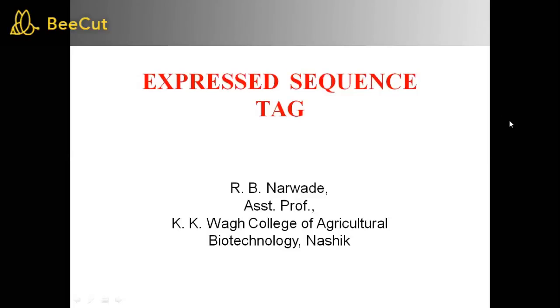So today's topic is expressed sequence tag. Gene expression is the process in which the information of a gene is used to produce a product. That means that information is used for the synthesis of a protein. So next we can say how this particular gene is turned on, and where that gene will be turned on to carry out the function. That is known as gene expression.